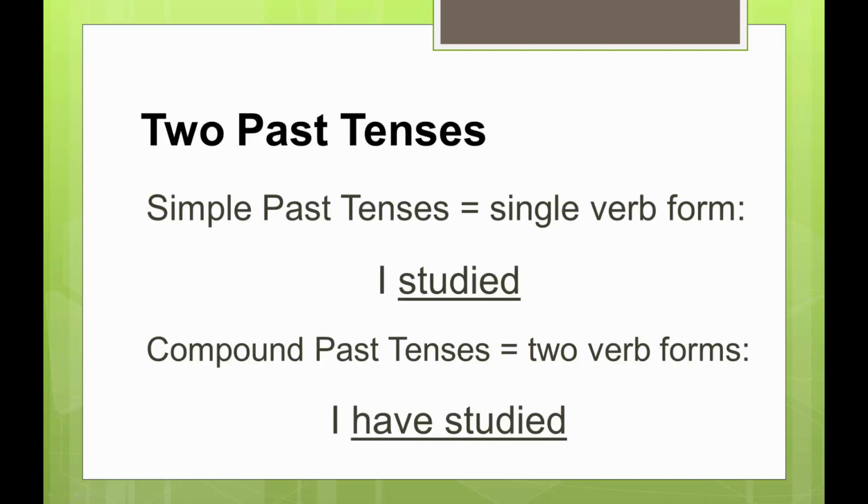Let's get started. There are essentially simple past tenses and compound past tenses. Obviously, a simple past tense is composed of one word, I studied, whereas compound past tenses contain two elements. In essence, they contain two verbs. I have studied.